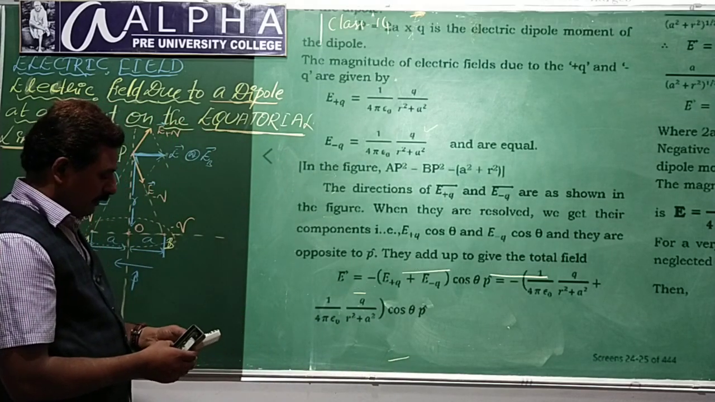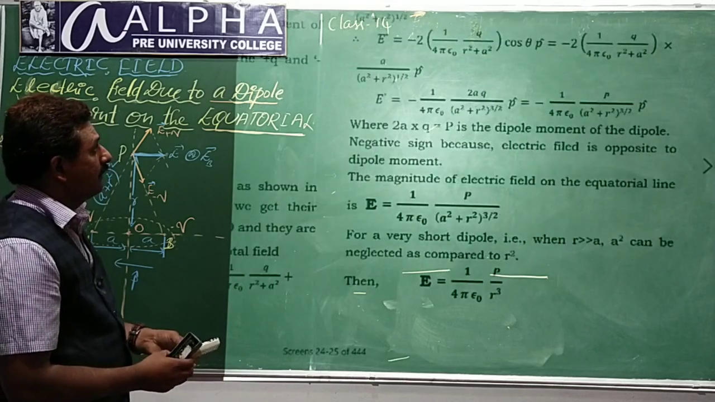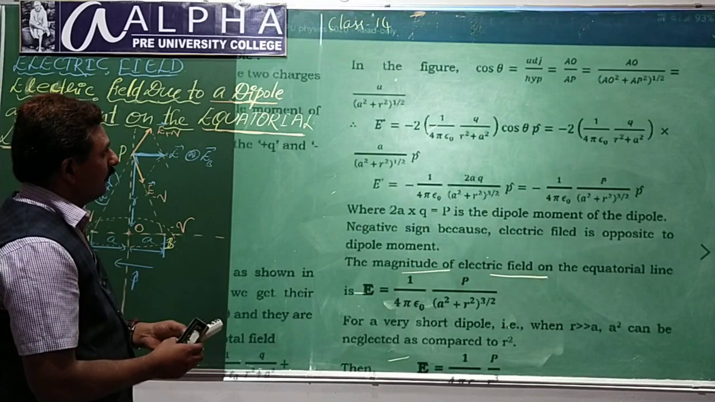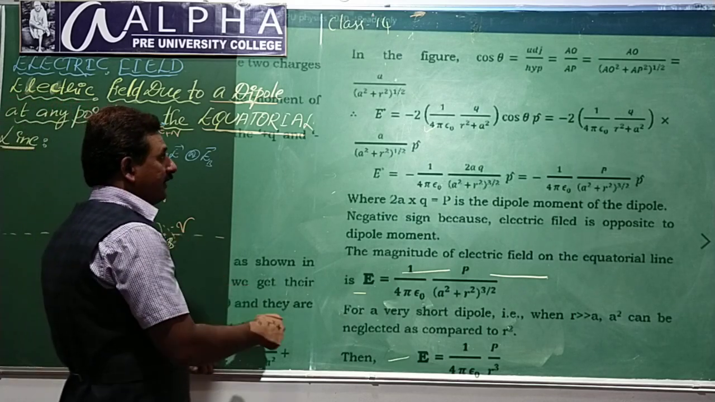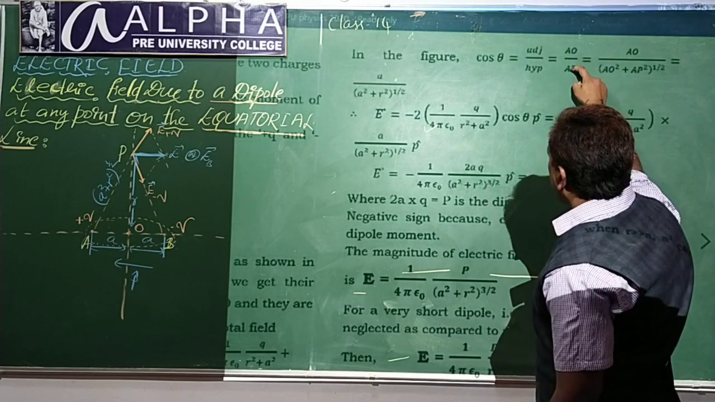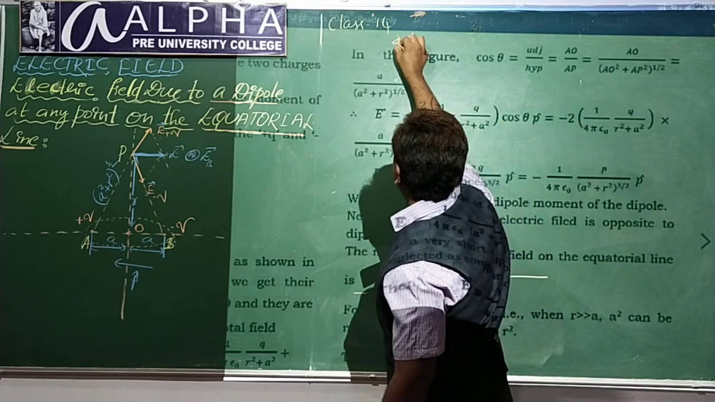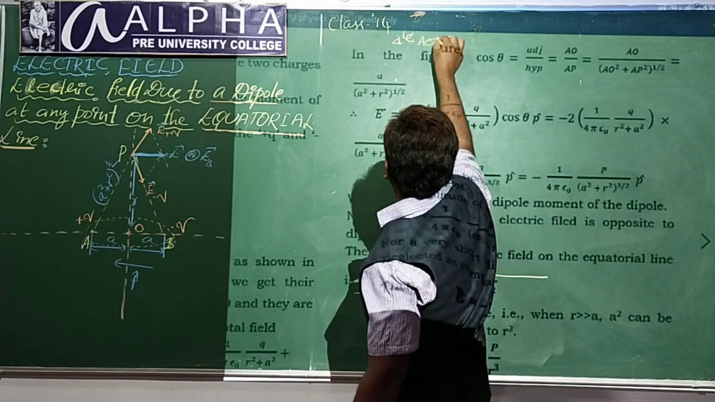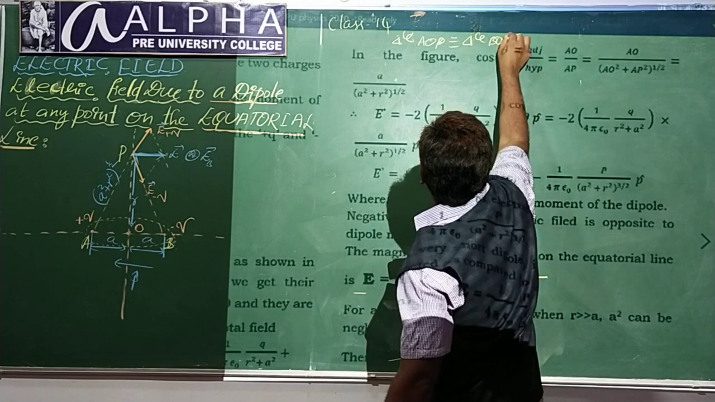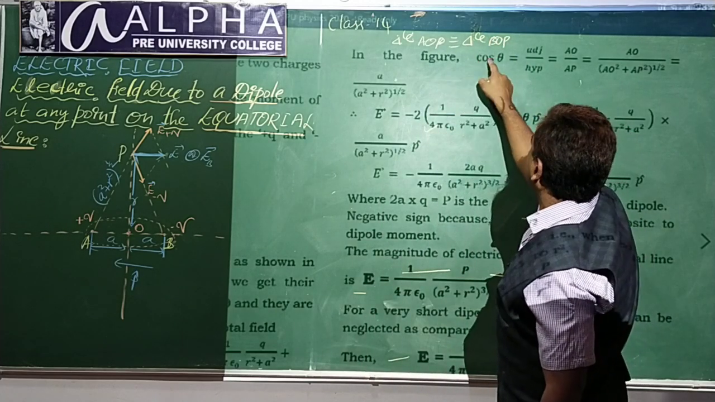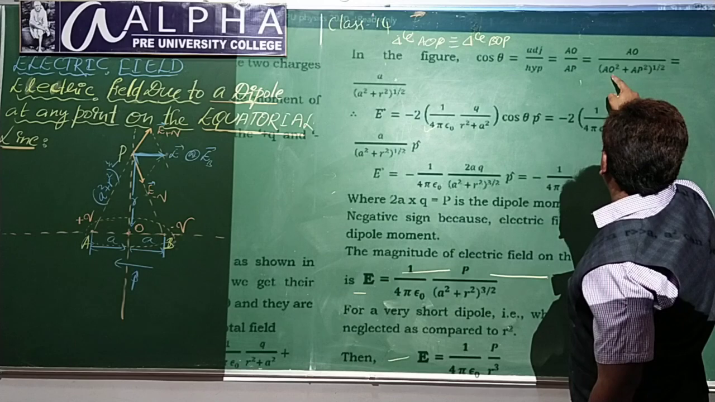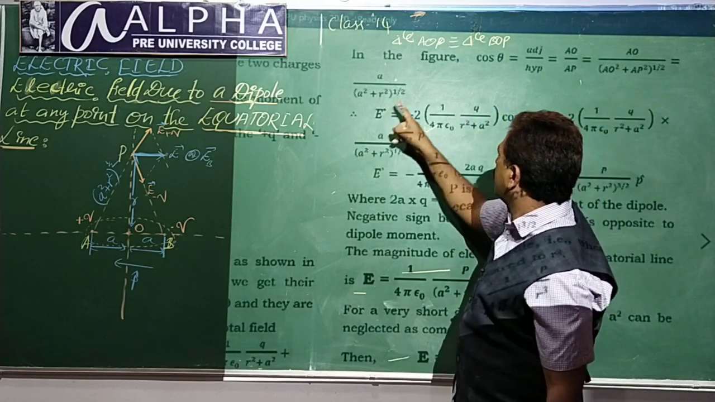Then we'll go to the next part. Now in the figure, what is cos theta? You wrote cos theta there previously. What is cos theta? Adjacent by hypotenuse. What is adjacent? AO by AP. Which triangle have you taken here? Triangle AOP. You can use BOP also, that is equivalent to triangle BOP. Any, I have chosen AOP. In triangle AOP, cos theta is adjacent by hypotenuse, AO by AP. AO by AO square plus OP square, whole to the power half, in a right angle triangle.